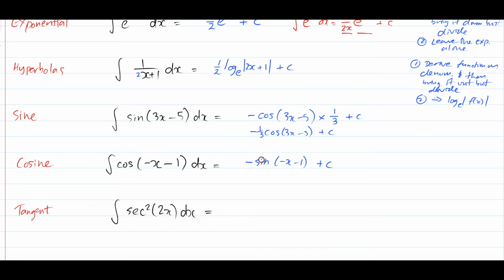If you want to check if that should be a positive or a negative cos or sine, then just derive your answer. Do you get back to the original? If you don't, then you did something wrong. Then you probably did the opposite sign, so just be careful, okay?